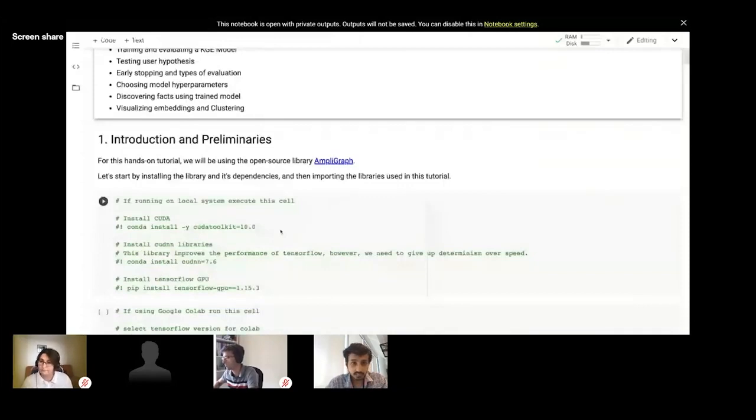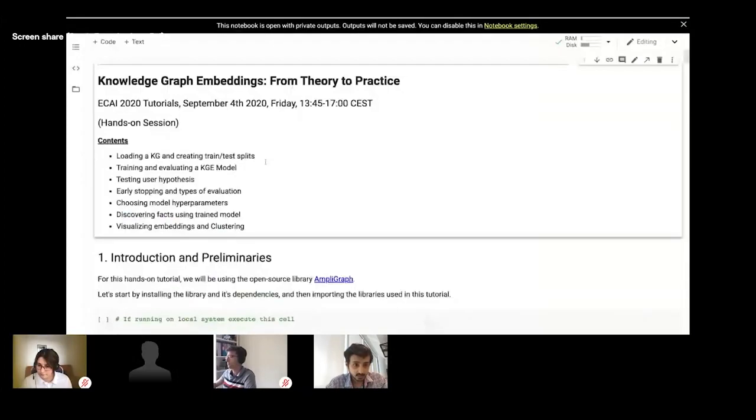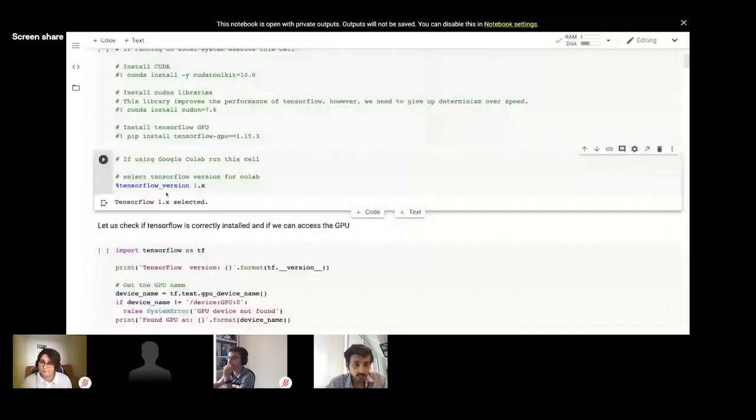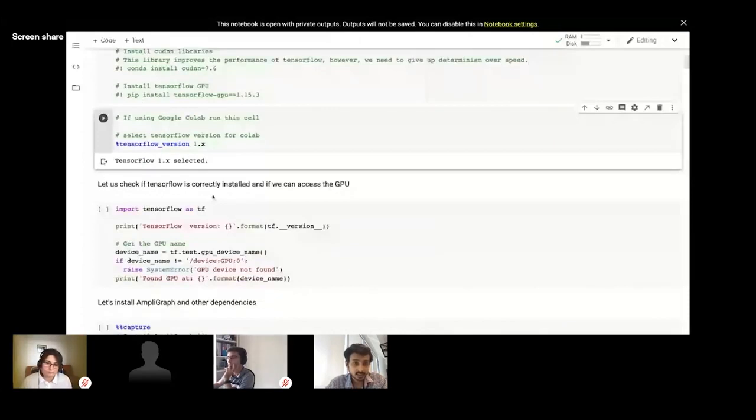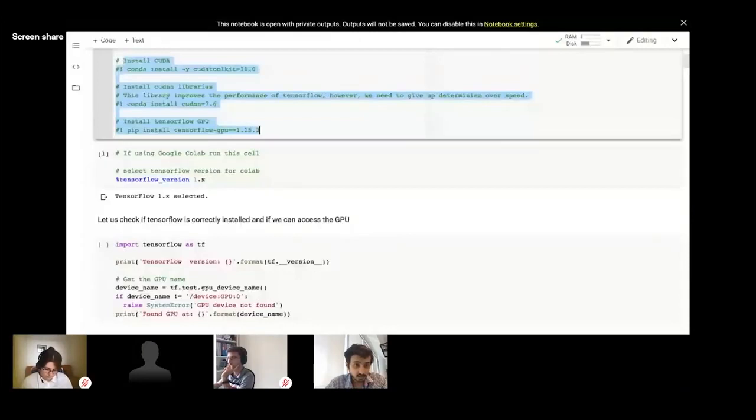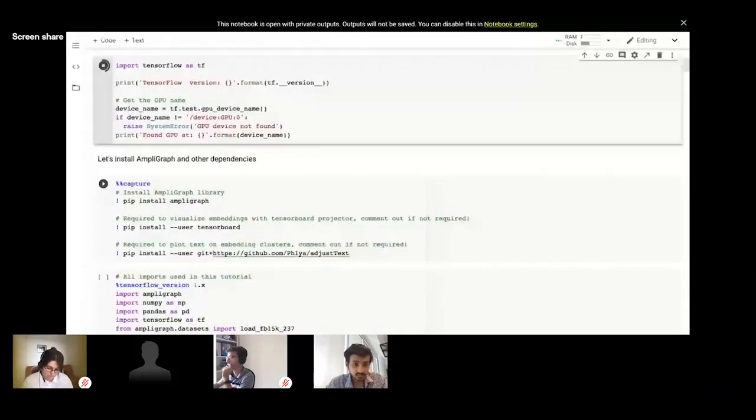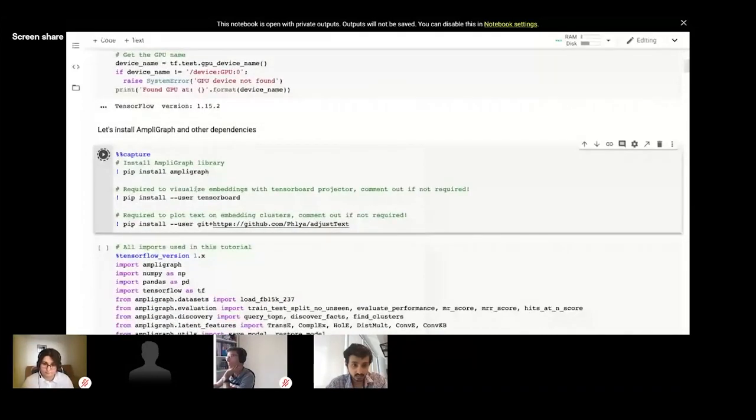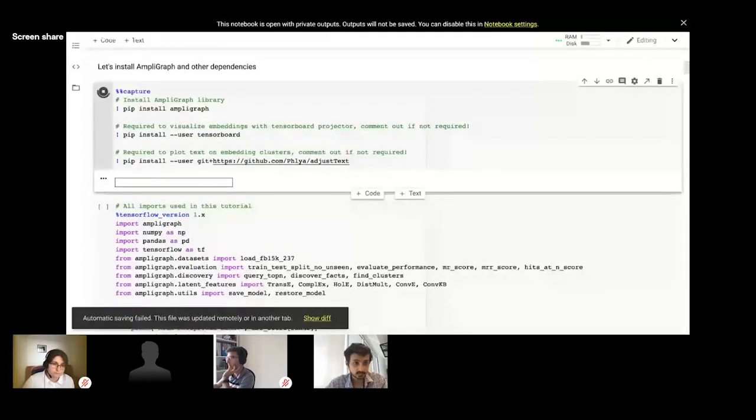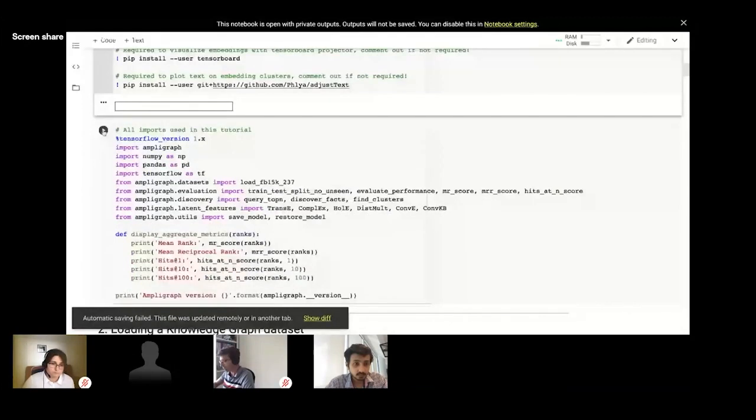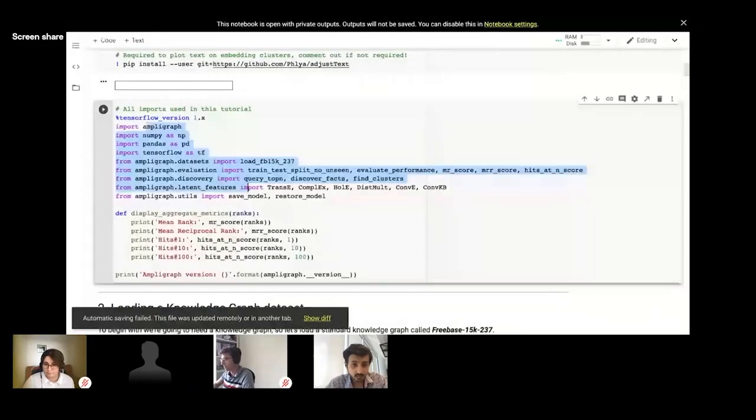So let's start by installing the dependencies. First, we'll install TensorFlow. Here, we just select the version of TensorFlow since we are on Colab. But if you are running it on your own machine, you can uncomment this cell and run it. For now, let's just run it on Colab. We load TensorFlow, and we install the other dependencies: AmpliGraph, TensorBoard, and some others that we'll be using later. So it's installing the dependencies. Once they are installed, we can load all the necessary libraries, but for now, just run this cell. We'll talk about this in detail later.